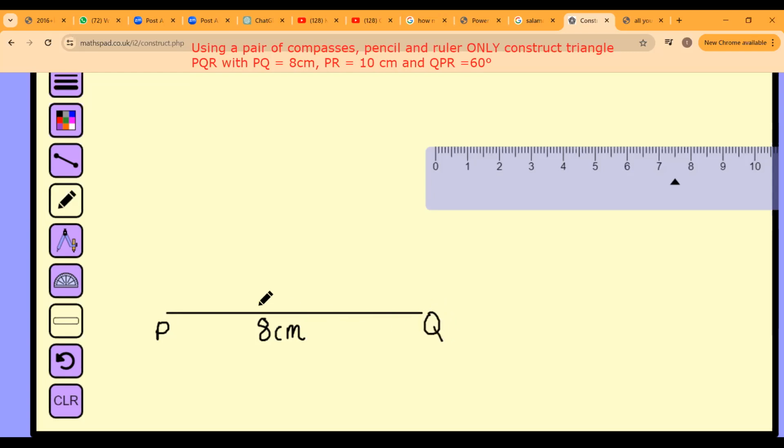Let me know if you're writing this down inside of your book. Again, let me know if you're writing this down in your book. Yes, sir. Yes, sir. All right, good.